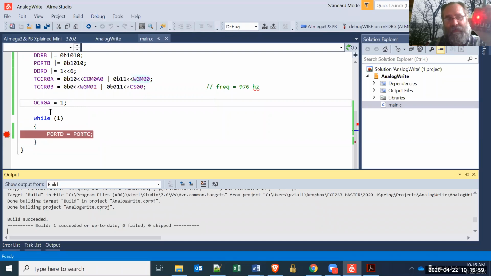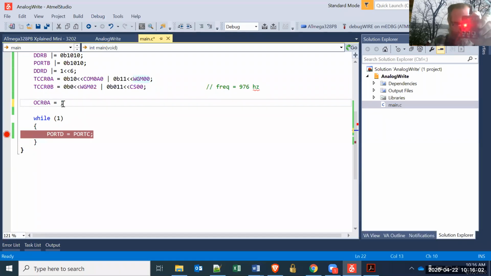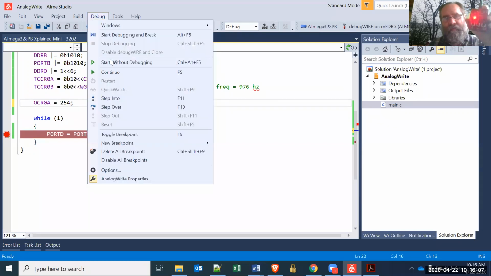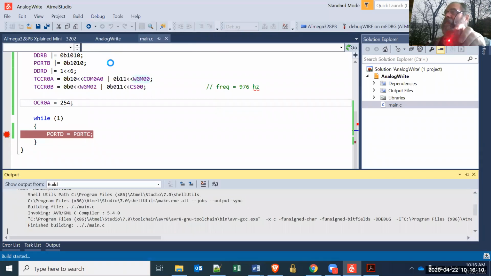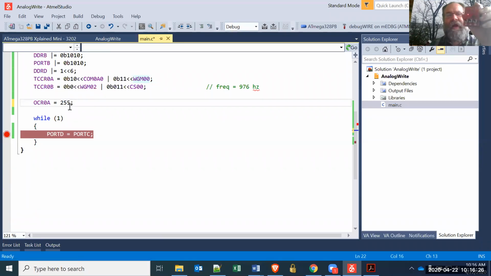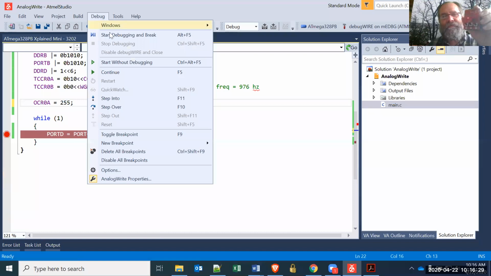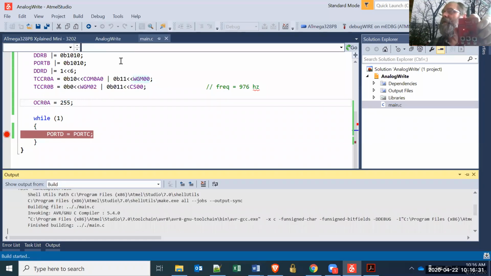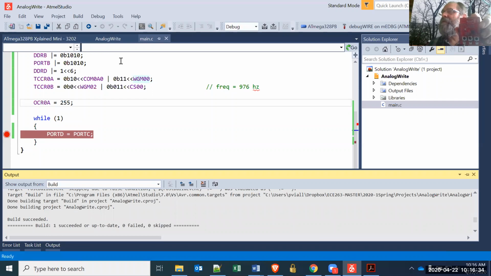If I do a 254 and I run it, it's going to be extremely dim. You can barely see it, and these LEDs are so bright anyway, that's pretty dim. Let's look at what happens in 255. Running. Okay, 255, it's pretty much off.